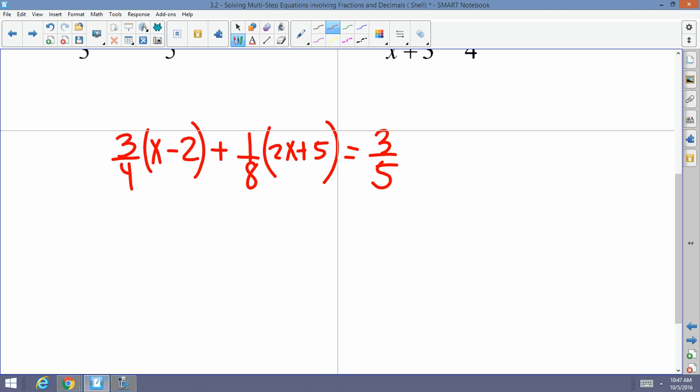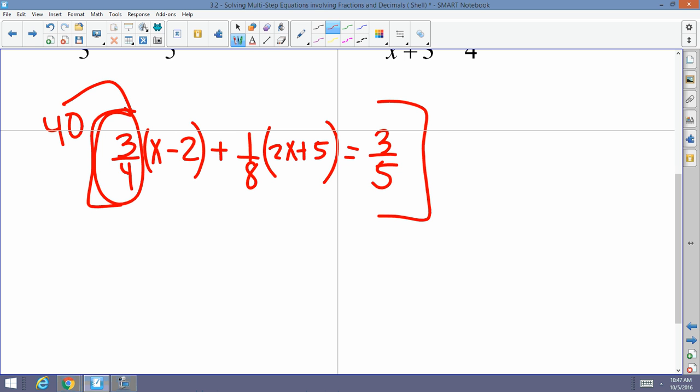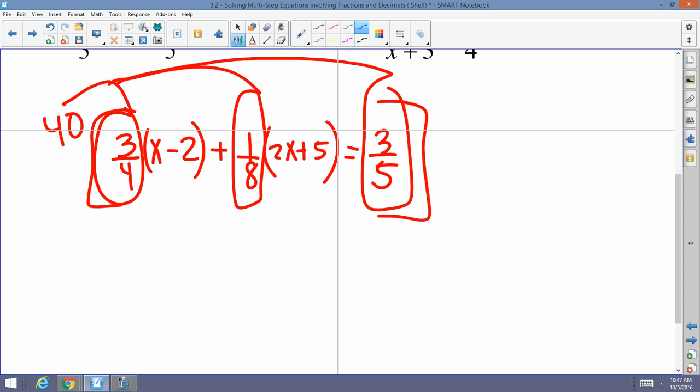When it's simple, guys, I'm not showing you this to make your life more difficult. If you can do it, by all means, may God bless you. Awesome. Seriously, go for it. But now something like this is going to get nasty. So what I'm going to do is multiply everything by my LCD of 40. But this 40 will affect the 3/4, it will affect the 1/8, and it will affect the 3/5. Not inside of here. Not inside of here. Does everyone understand what I'm saying with that? Yes, sir, my brother.